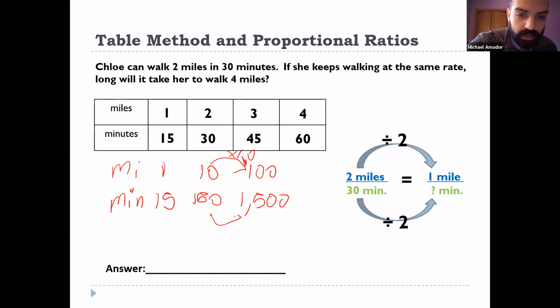So there are different ways of creating ratio tables. The most basic way is to go up by 1 each time, or whatever your basic ratio is. So in this case, the basic ratio was 1 to 15. So we increase by 1 and by 15 on each one.